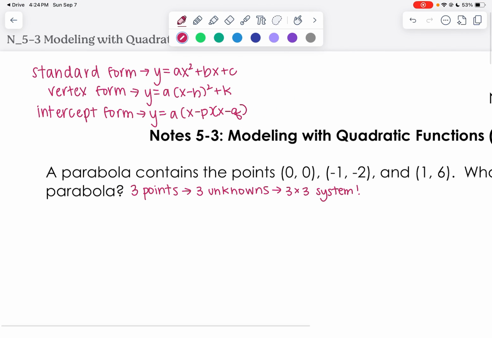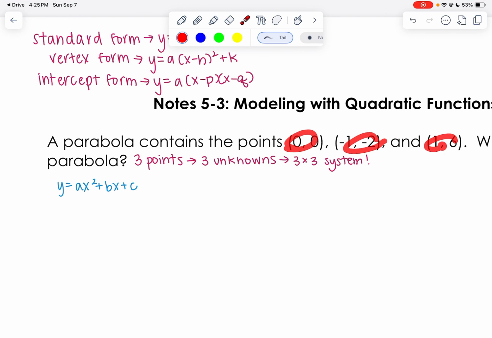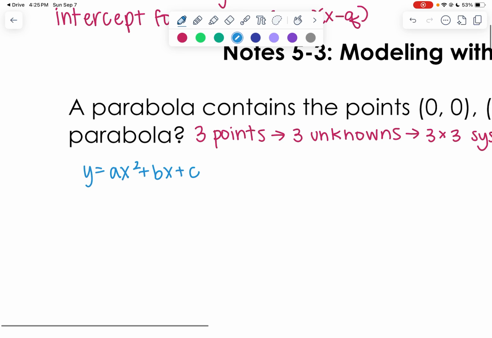Now, I'm going to use standard form, and my 3 unknowns are going to be a, b, and c. So I'm going to start with that. So I know that y equals ax squared plus bx plus c, and I have 3 points. So I can take each of these 3 points, plug them in each time, and then I'm going to have 3 equations, and then I'm going to try to find a, b, and c, okay? So let's start with (0, 0). Remember that it goes x, y. So that'd be 0 equals a times 0 squared plus b times 0 plus c, okay?